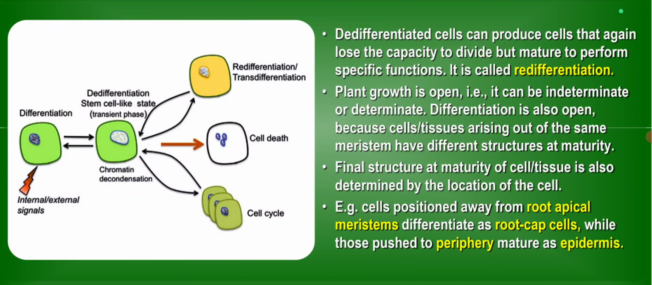Differentiation, then it converted into dedifferentiation, a stem cell-like state, a transient phase. Then it goes to redifferentiation or transdifferentiation, or it goes to cell death, or it goes to cell cycle. Okay.